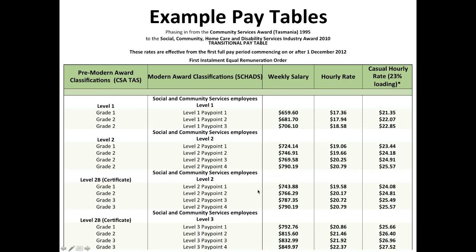So what you need to know is, if a 2B translates to a 2, what are the applicable rates of pay at each pay point? If a 2B translates to a level 3, what are the applicable rates for that pay point as well? And we're just showing you these. These are not a full example of the pay table. This is just to give you an idea of what they look like. We also show you the casual loading as it stands at the correct date.